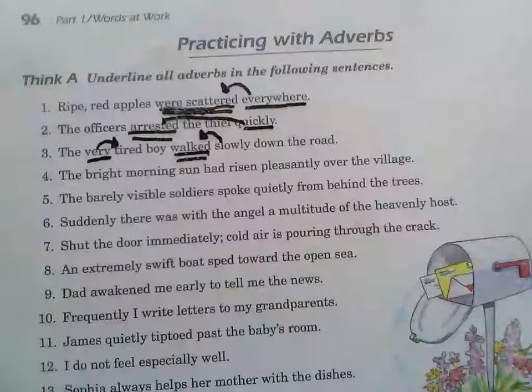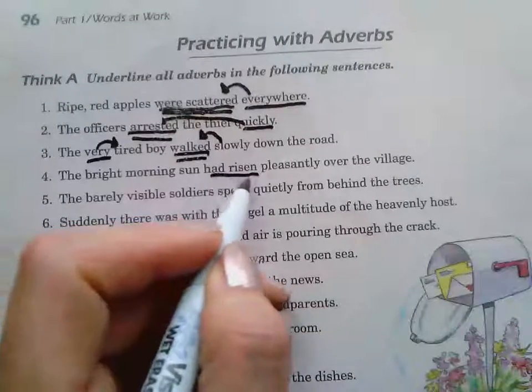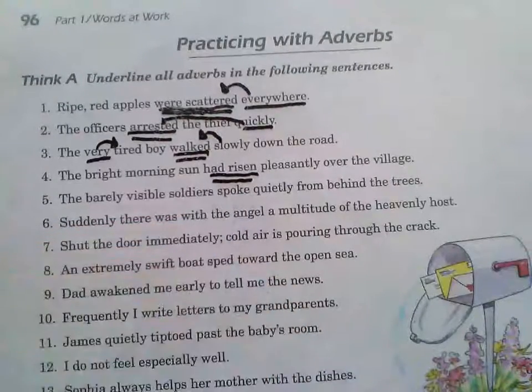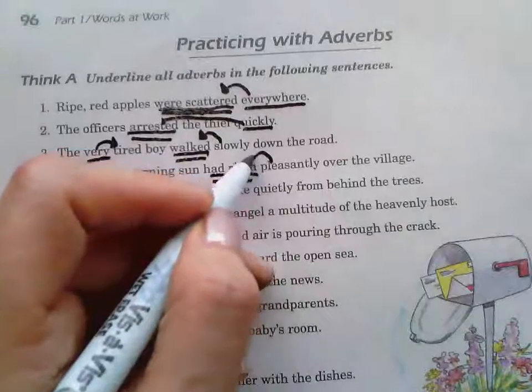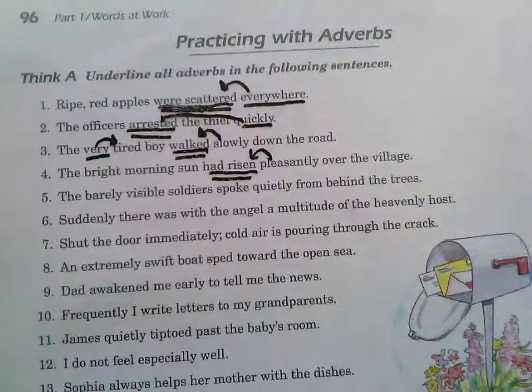Okay. All right. I said that was it, but we'll do one more. Number 4. The bright morning sun had risen pleasantly over the village. Okay, so let's find the action verb. You got it? Had risen. Anything describing where, when, how? How, pleasantly. Okay, let's look at the rest of the words. The sun, bright sun, morning sun. Nope, no more adverbs. Okay, so I want you to finish through 15.